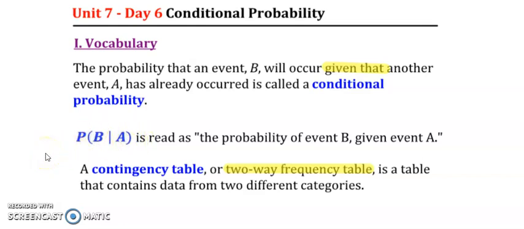Today, when we discuss these, we're going to be using what's called a contingency table, or a two-way frequency table. This is just a way to organize our data so that we can quickly gather some information. So without further ado, let's see some examples.